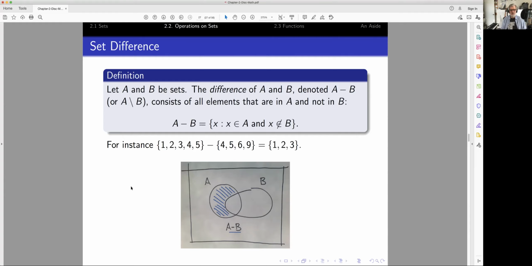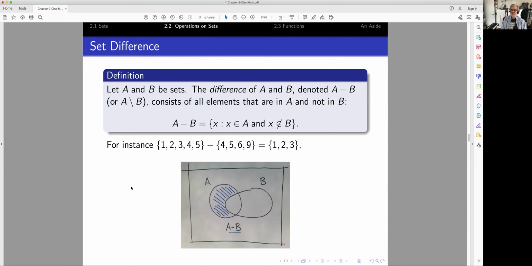So you have A, and the picture shows you very quickly what this is supposed to be. You take everything which is in A, but you remove anything that is in B. For example, the set {1, 2, 3, 4, 5} set difference the set {4, 5, 6, 9}. You'll have to remove 4 and 5. So that leaves {1, 2, 3}.